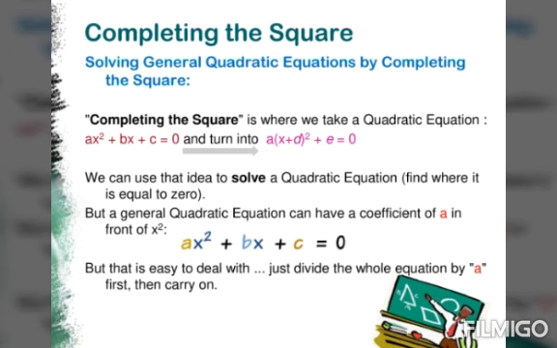The third method is using completing the square. To solve ax squared plus bx plus c is equal to 0, we turn it into a into x plus d all squared plus e is equal to 0. Then x plus d all squared is equal to minus e by a. From this we can obtain x plus d, and hence we can find the value of x also.